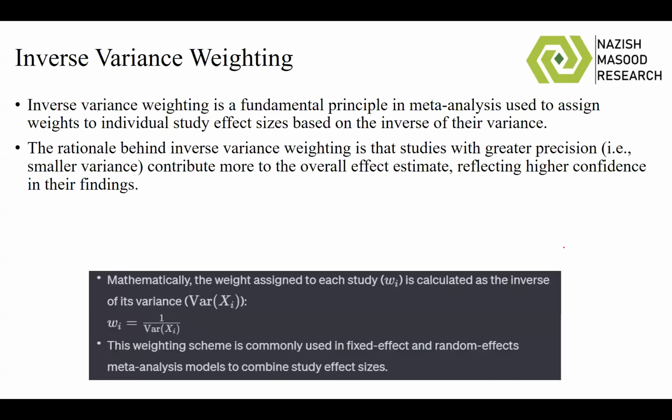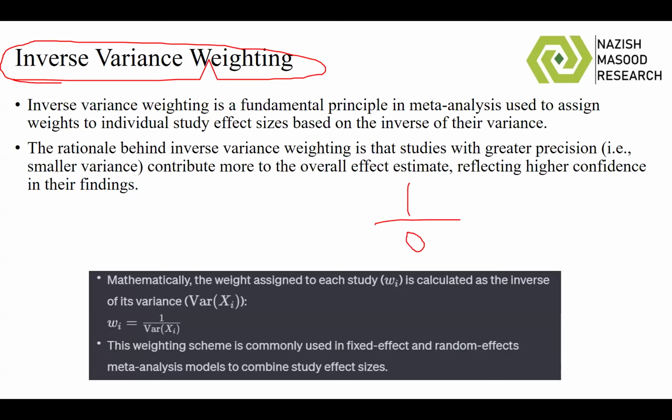We also look at something called inverse variance. We have been discussing this. So why calculate inverse variance? Why is all the weighing that we do an inverse variance? Why is that? The inverse of variance, we calculate that. Why? Because inverse variance is a fundamental principle in meta-analysis used to assign weights to individual studies.